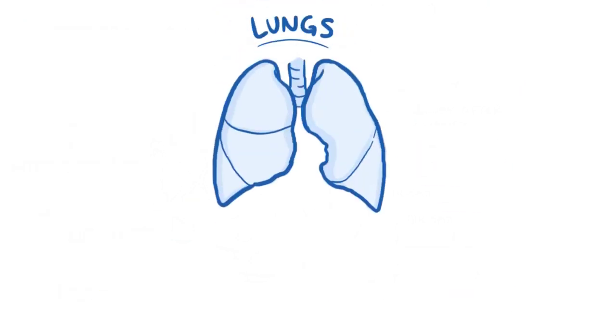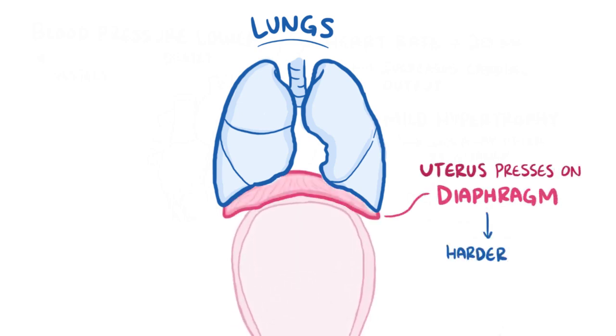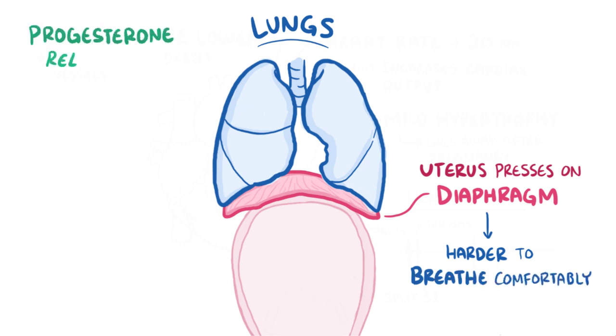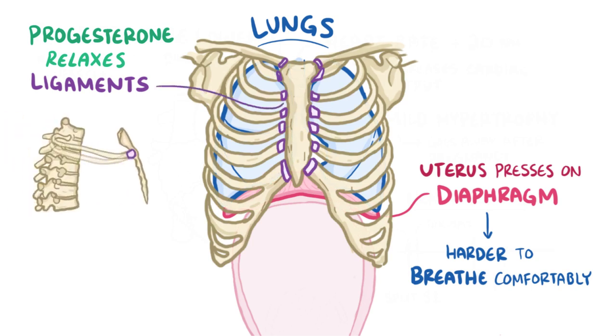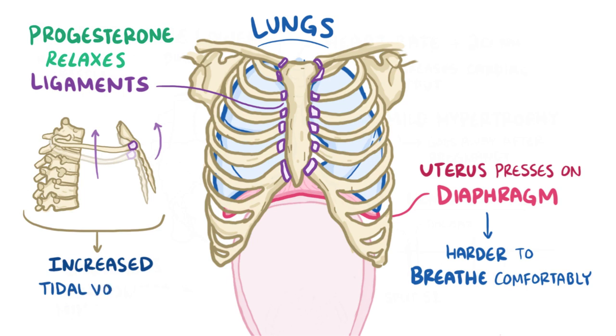The lungs get affected as well. The uterus pushes upwards on the diaphragm, making it harder for pregnant women to breathe comfortably. There's some compensation because progesterone relaxes ligaments in the thorax, increasing the transverse diameter of the rib cage, like a bucket handle that swings out, and the antero-posterior diameter of the rib cage, like a handle that pulls up. These changes increase the tidal volume, the amount of air inhaled or exhaled per breath, and minute volume, the amount of air inhaled or exhaled per minute.